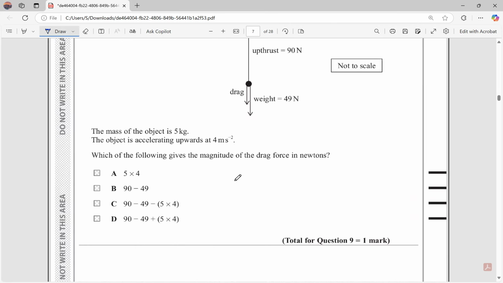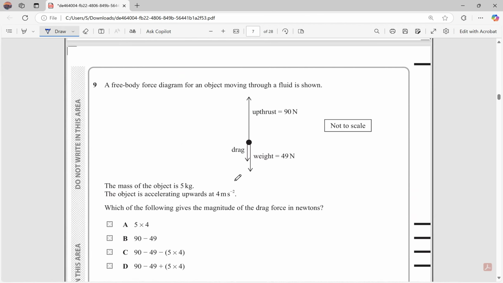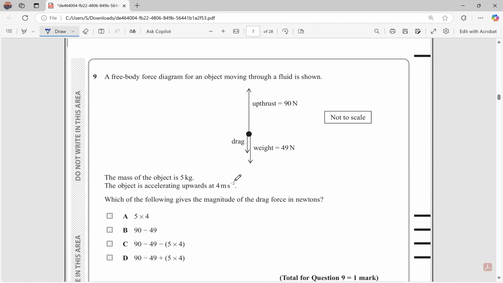Question 9. A free body force diagram for an object moving through a fluid is shown. Upthrust, drag, weight. The mass of the object is 5 kg. The object is accelerating upwards at 4 meters per second squared. Which of the following gives the magnitude of the drag force in newtons? Since there is acceleration here, and there is mass, and there are forces, it leads us to my favorite equation. F is equal to ma.